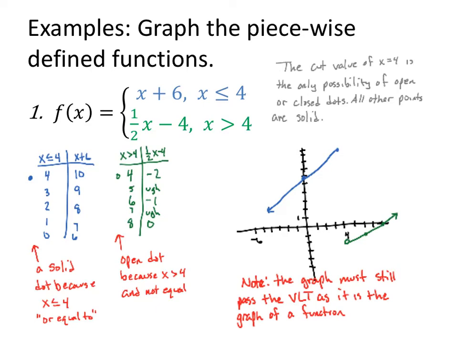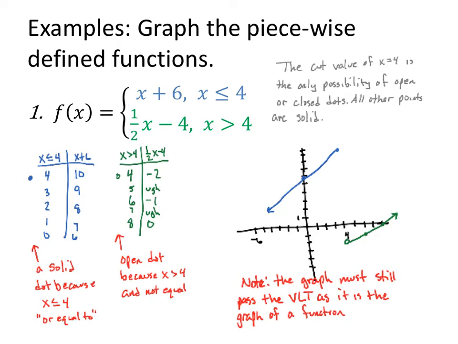Don't worry, it's not your eyes. The screen keeps fading out. We'll be okay. Now, the cut value of x equals 4 is the only possibility of an open or a closed dot. Everything else, when x is less than 4, when x is greater than 4, we use a solid line. But a cut value, where the domain changes from one piece to the next at x equals 4, we need to check for the possibility of open or closed dots. Let's see when that happens.